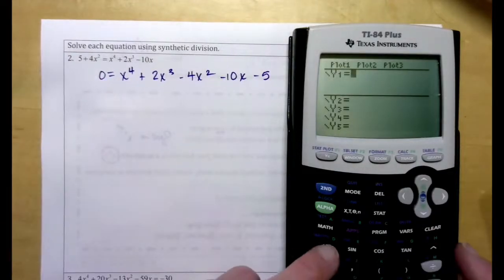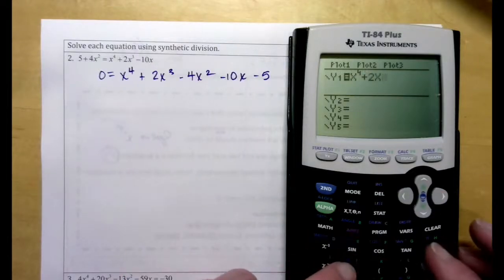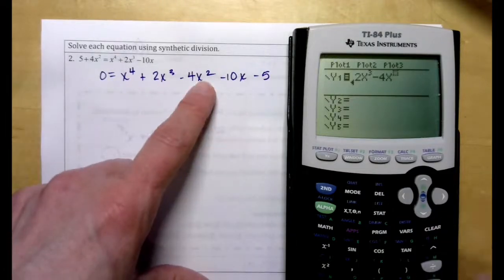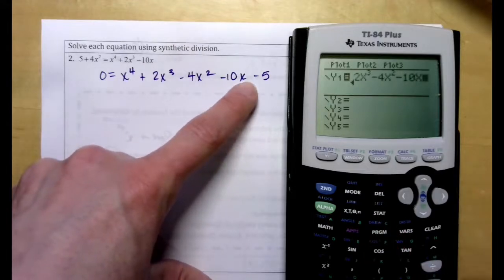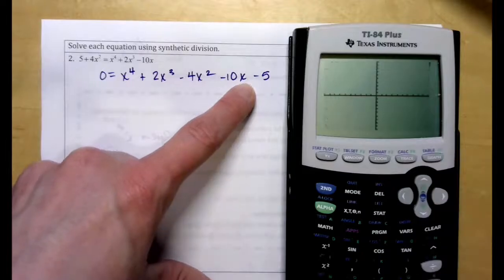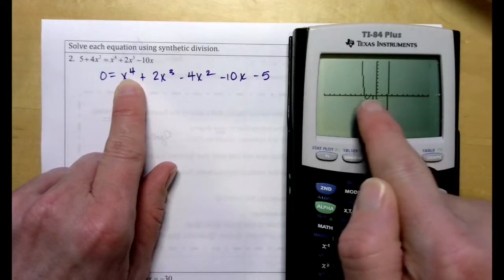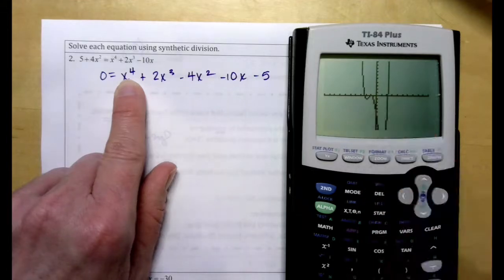So I'm going to type in x to the 4th plus 2x cubed minus 4x squared, don't forget to arrow out, minus 10x minus 5. All right, so when I hit graph, I can look at this quartic equation, and I know I'm going to have a couple of zeros. In fact, I can see it crosses here, it looks like it bounces, and then it crosses. So it looks like I'm going to get 4 different zeros.